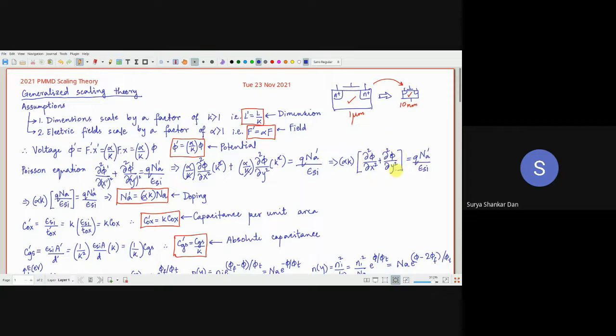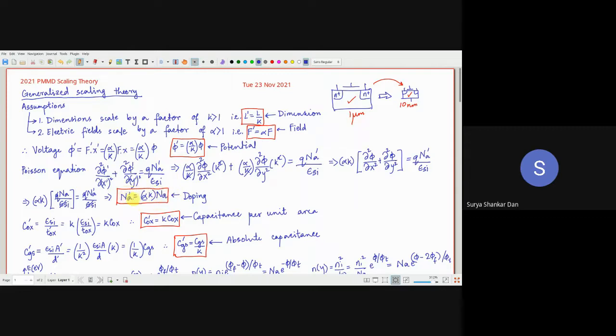Now this is the left hand side of the Poisson equation for the scaled device. Before you have scaled it, right? So what we will do is this alpha k into, instead of this one, I will just write the right hand side of the original Poisson equation before scaling. So what it gives us, again, these will cancel out. Na dash is equal to alpha k into Na. So this is how the doping scales.